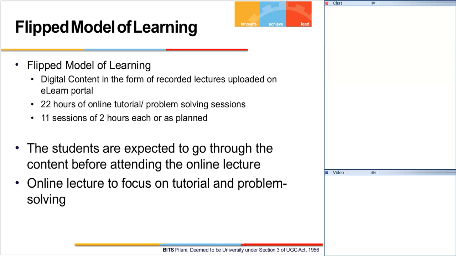So we'll have a total of 22 hours of online sessions, and this will be divided roughly into 11 sessions of 2 hours each, right? And again roughly divided, so we would have 6 sessions before mid semester and 5 sessions of 2 hours each after mid semester, right? So this is what is planned, and if there are any changes or deviations from this, you will be notified through the eLearn portal.